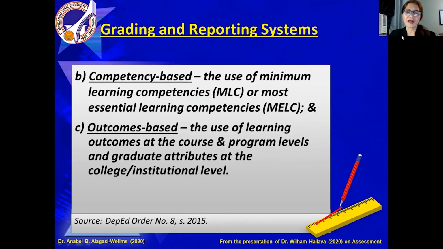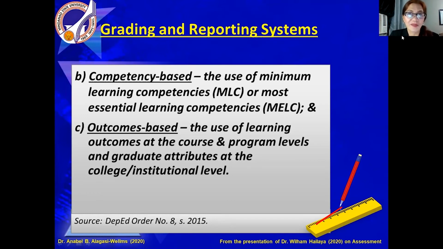So aside from the standards that we have that you could follow, we also have what we call competency-based. This is the use of minimum learning competencies, or MLC, or most essential learning competencies. This time, during the pandemic, we use the most essential learning competencies. So whatever is set by the Department of Education, if you would like to use competency-based assessment, you can use that. So aside from the standards-based, you can also use competency-based.